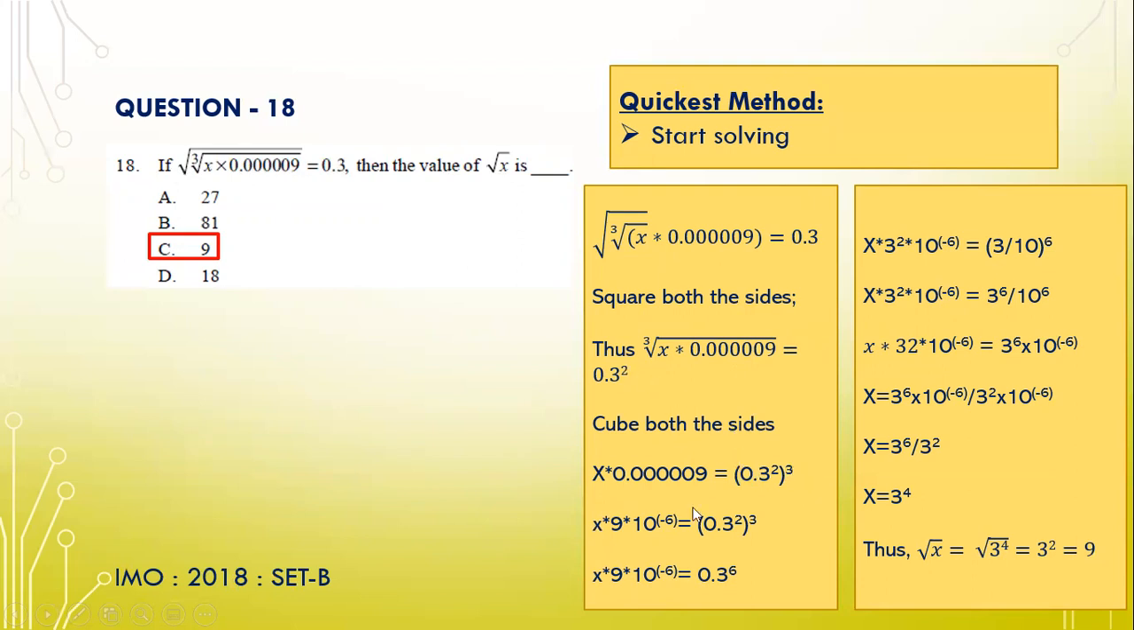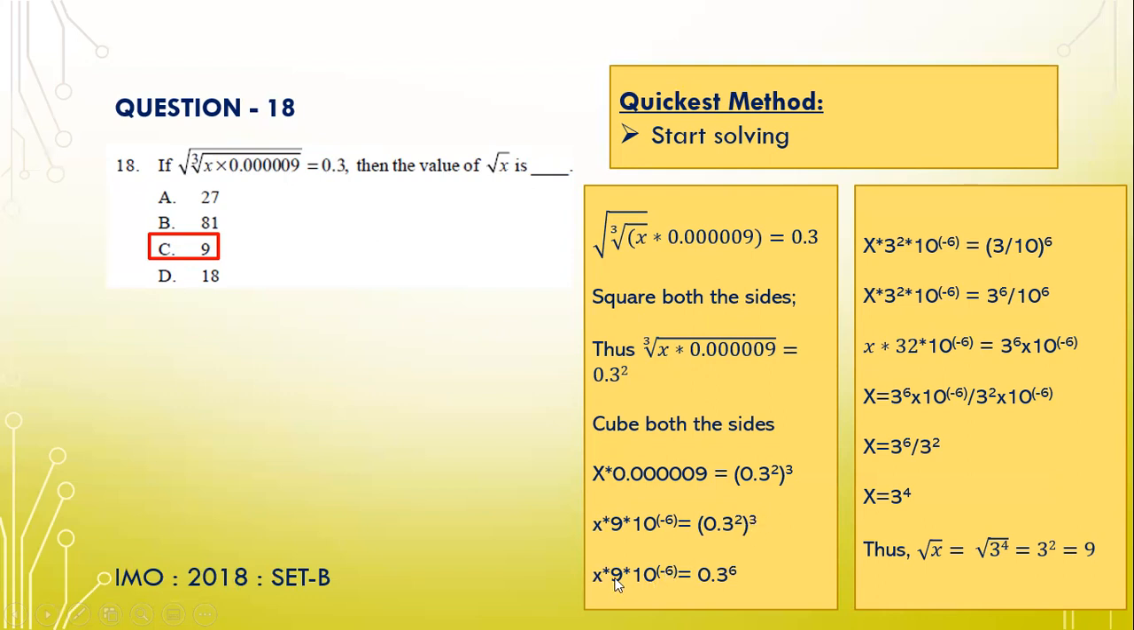0.3 squared whole cube. Now what is 0.000009? It is 9 into 10 raised to minus 6, isn't it? Because if it is 9 into 10 raised to minus 1, it is 9 upon 10, which is 0.9. Similarly, 9 into 10 raised to minus 2 is 9 upon 100, which is 0.09. So similarly, 9 into 10 raised to minus 6 is 0.000009, and x into that is 0.3 squared raised to 3.